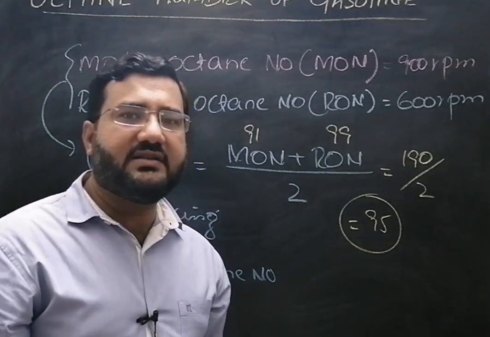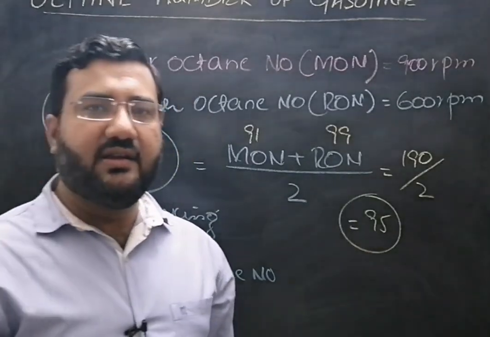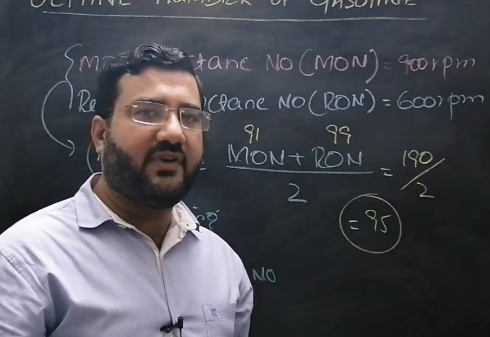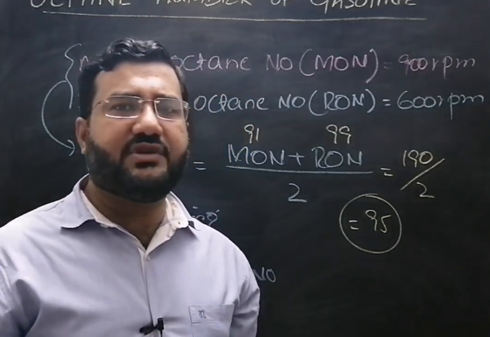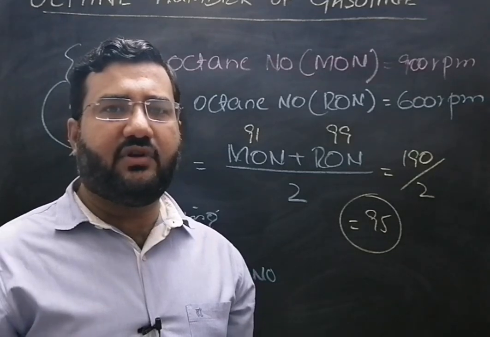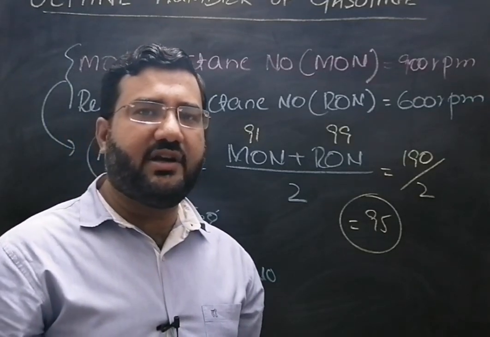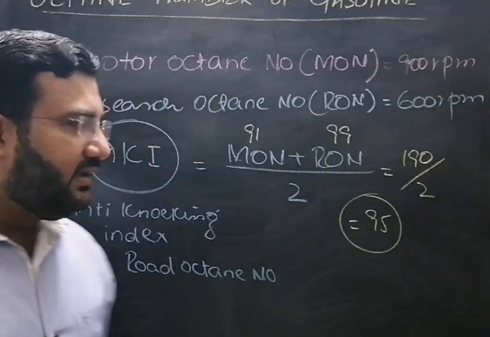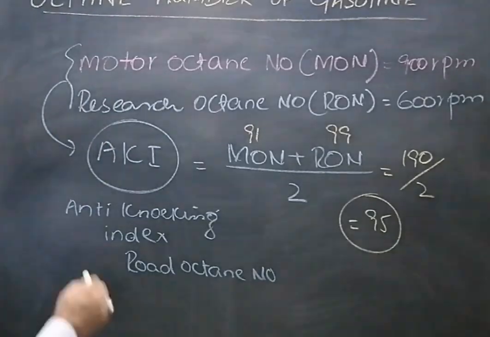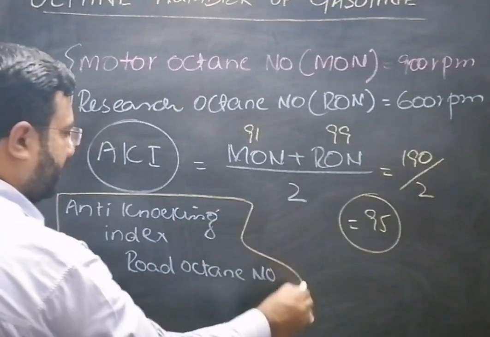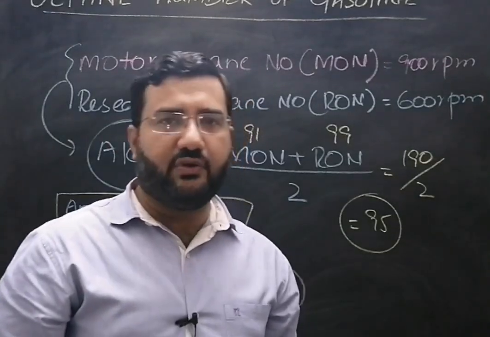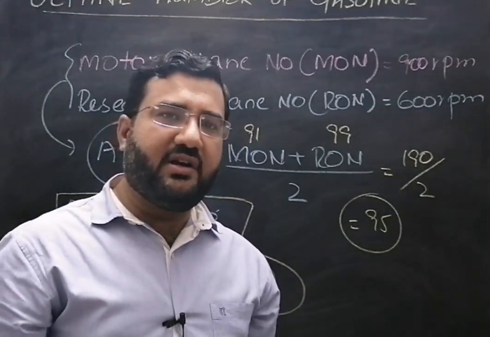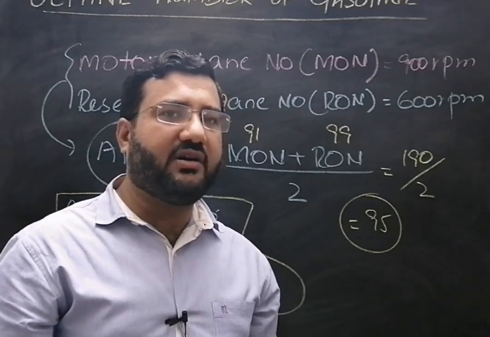In the United States of America and in Canada, this anti-knocking index is widely used. For the regular fuels, it is almost 81 to 87, and for the premium fuels, it is almost 94 to 97. And even in the other markets, this anti-knocking index or road octane number is used to check the quality of the fuel. So my dear student, this was the discussion of the octane number.